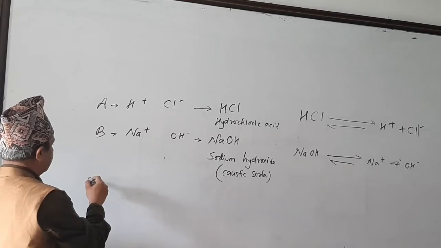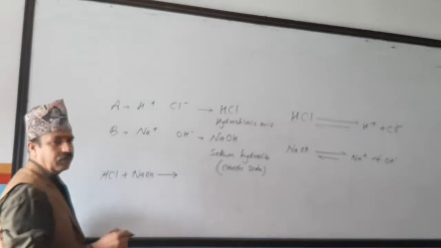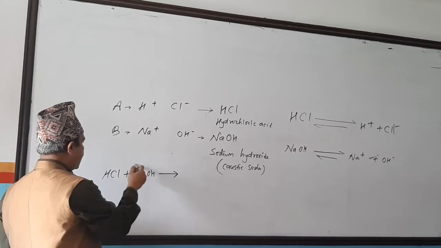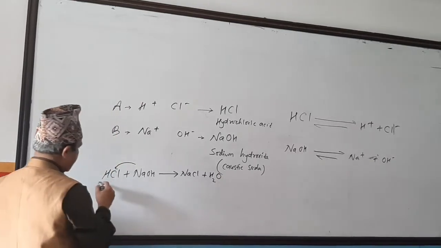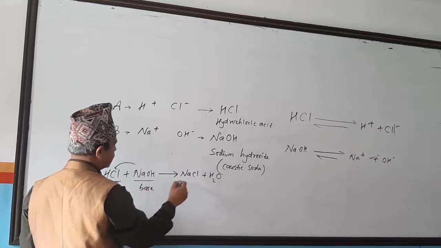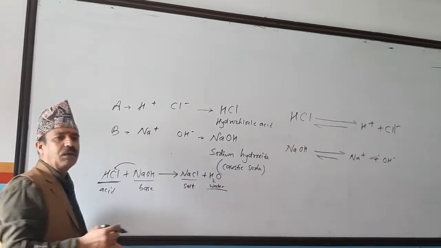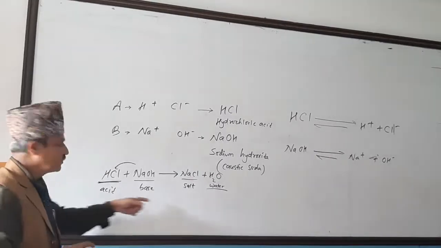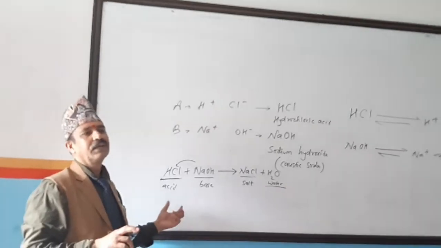Now what is the chemical reaction between them? HCl plus NaOH. Do you know what is formed from HCl plus NaOH? NaCl plus H2O. HCl is acid, NaOH is base, NaCl is salt, and H2O is water. So what kind of chemical reaction is it? Not salt water. It is an acid base reaction. We can say neutralization reaction or acid base reaction.